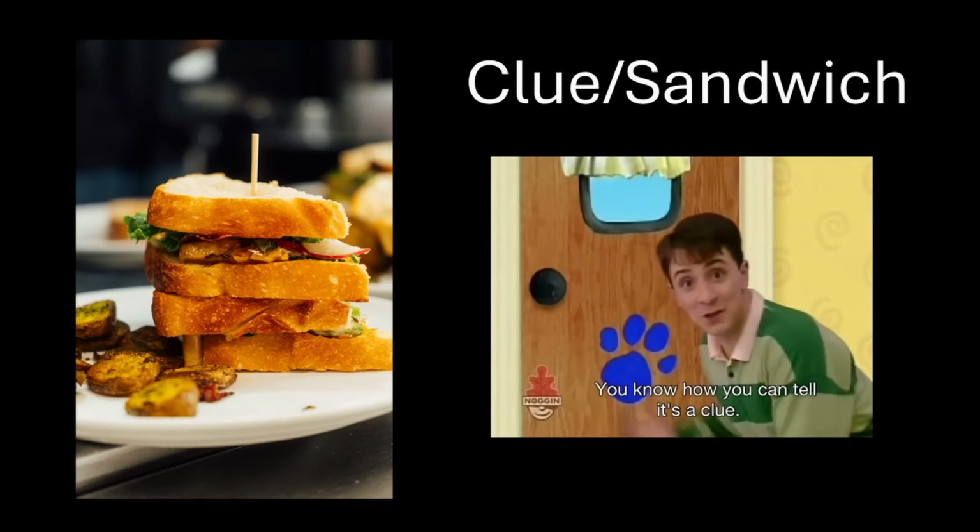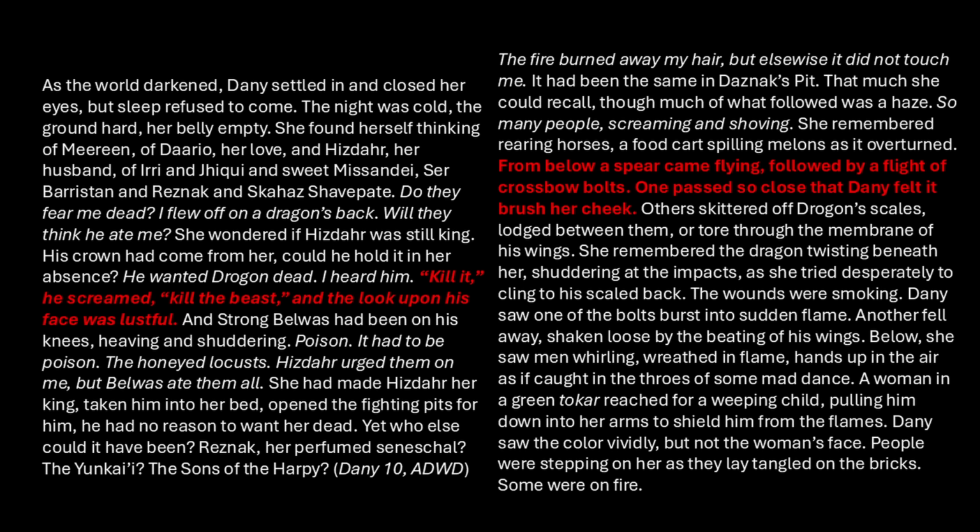Step 4 is the clue sandwich. So Martin knows that readers focus on the big emotional beats in his memories. So he hides clues between 2 other details, sandwiching them between 2 other different things, making them look like throwaway lines. For example, in Daenerys' memory of fleeing the fighting pits, the obvious drama is Hazar possibly poisoning her with locusts. Again, if you missed this, it was in Daenerys 10, Dance with Dragons.